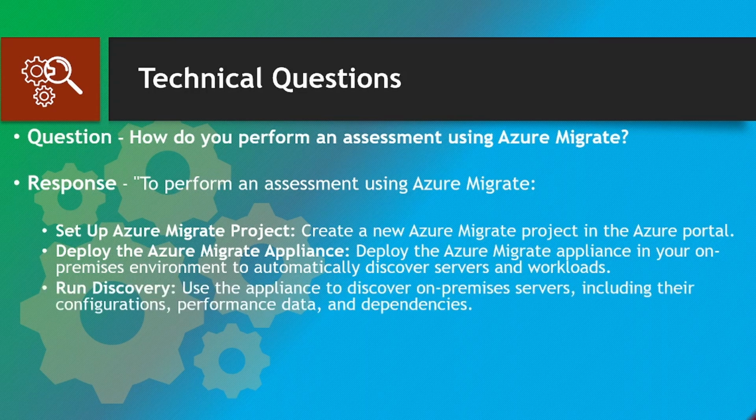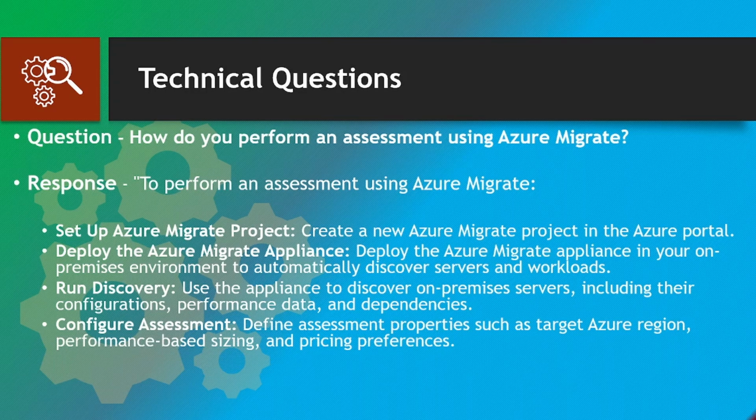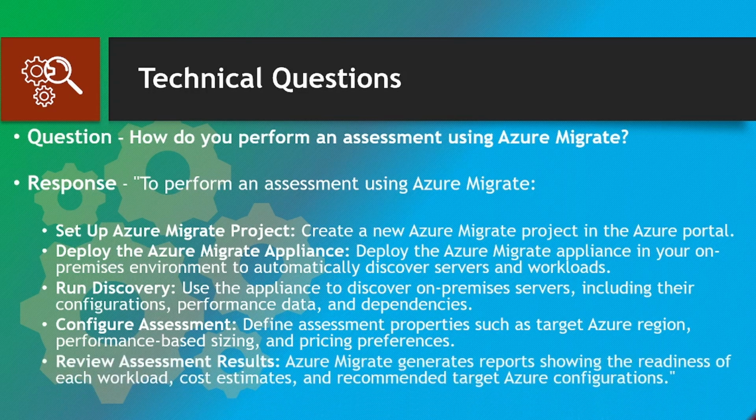Use the appliance to discover on-premises servers, including their configuration, performance data, and dependencies. Configure assessment: define assessment properties such as target Azure region, performance-based sizing, and pricing preferences. Then review assessment results. Azure Migrate generates reports showing the readiness of each workload, cost estimates, and recommended target Azure configuration. This is how we can use Azure Migrate to perform the assessment.